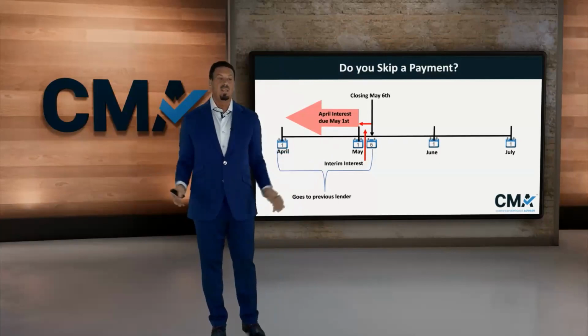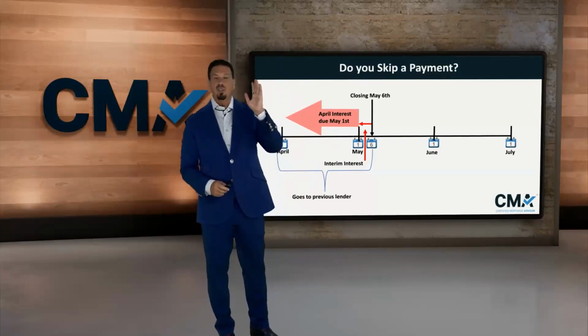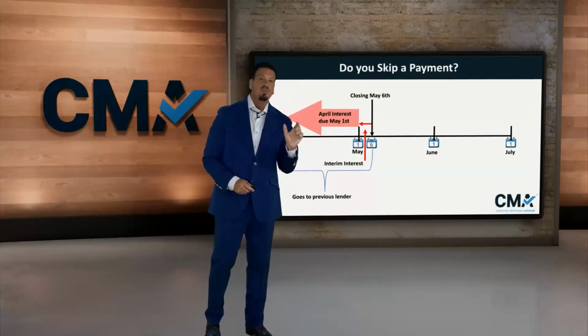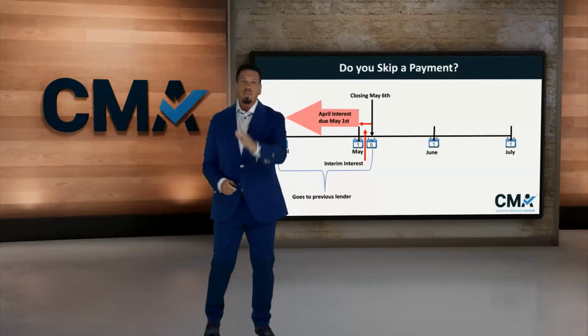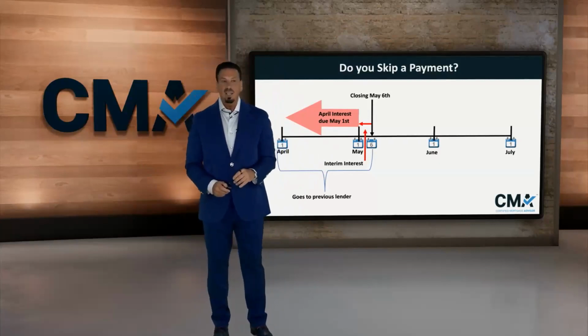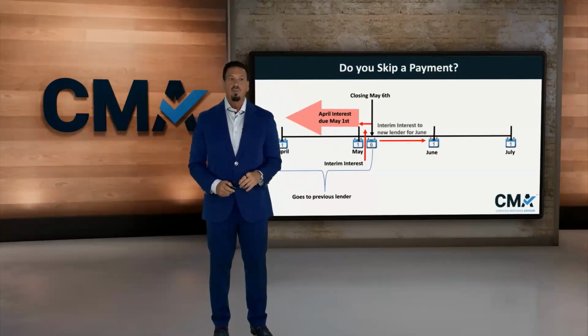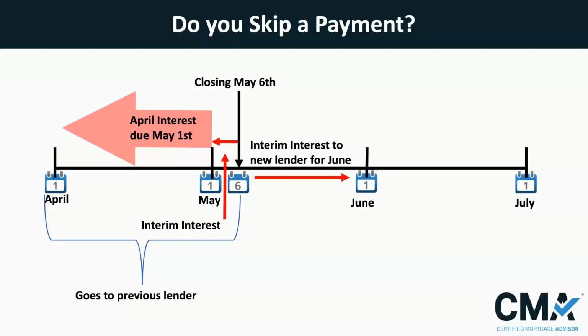So you know what they do? They make that easy. They say, here's what we're going to do. We're going to take that interim interest for that odd number of days, from May the 6th till May the 31st. And guess when we're going to collect it? We're going to collect it for that period right at the closing table. And that's going to cover you through the end of the month.